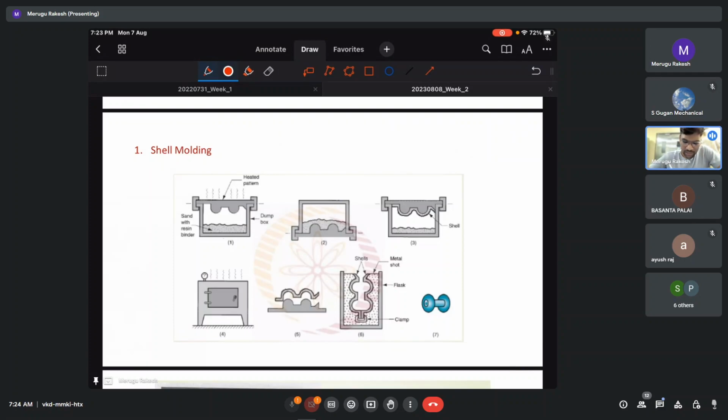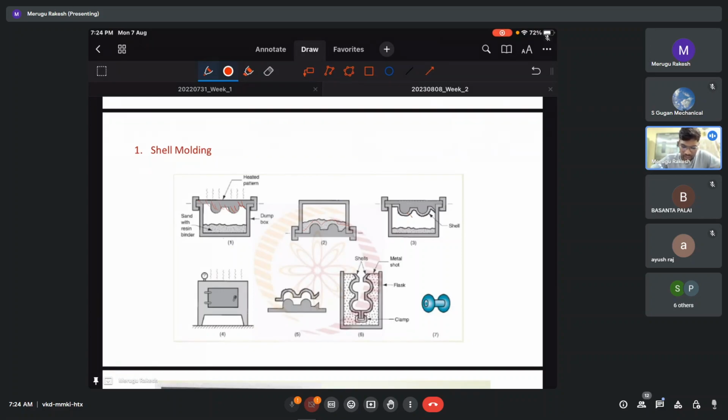So what happens? We'll heat this pattern. Then we invert the box so that this sand will fall on this pattern, and we touch the hot pattern plate so that the part touching the bottom gets hot enough and gets cured. And when you re-invert it, we'll have a thickness formed here.